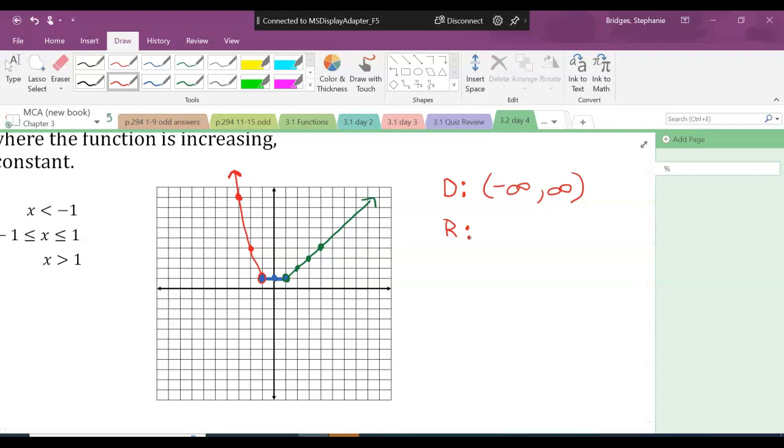See if you can figure out the range. Remember, range goes from bottom to top. Because it's going to continue this way forever. So it's going to actually get that far. What's the first y value this graph touches? 1. Okay, so we're going to do a bracket and 1, and then it goes forever up, so that means it takes it to infinity.